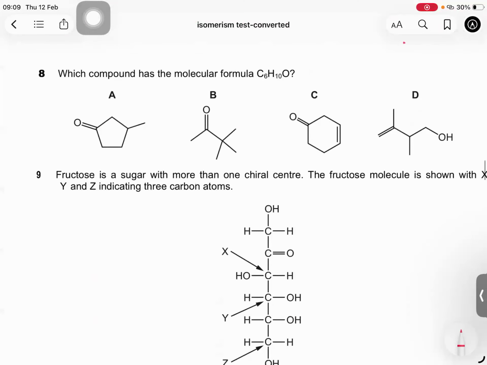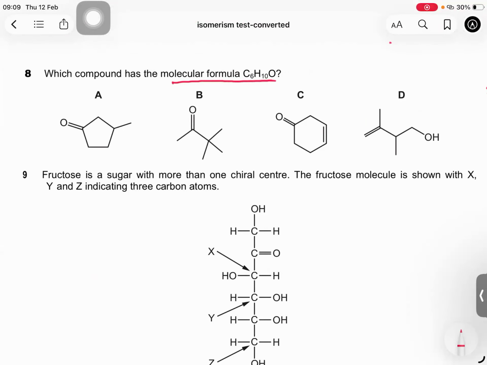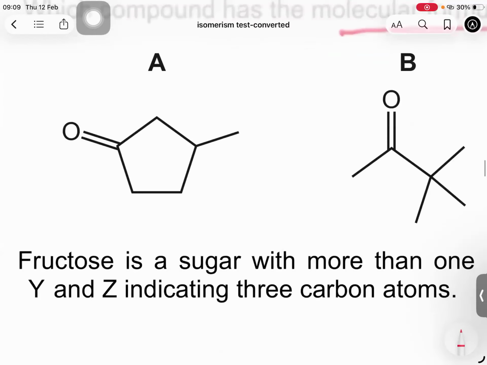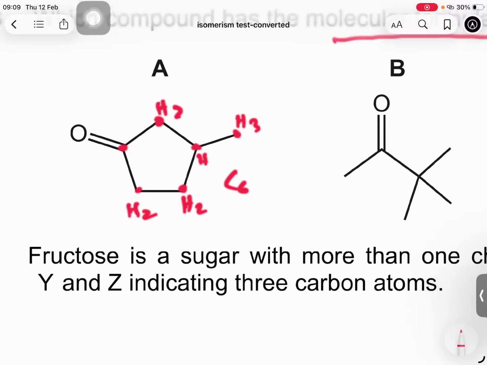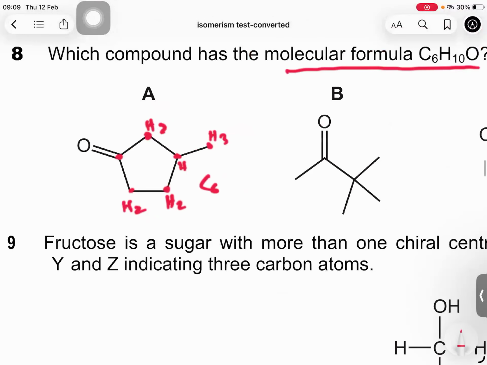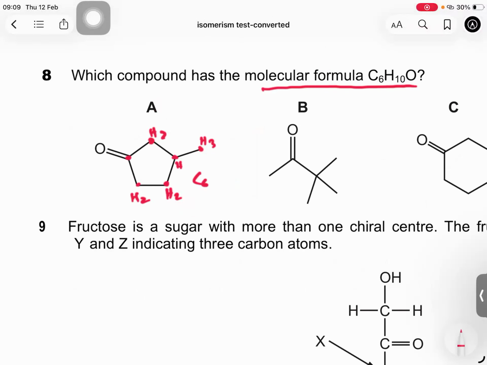Okay, which compound has molecular formula C6H10O? I just told you that molecular formula ढूंढने का एक ही तरीका है. You just count the total number of carbon. 1, 2, 3, 4, 5, 6. C6. Every carbon is having like इसके पास 3 है, इसके पास 1 है, 2, 2, and 2 hydrogens. So count the hydrogens. 3, 4, 6, 8, 10. C6H10 and O, right? So C6H10O is the molecular formula for A. Okay.